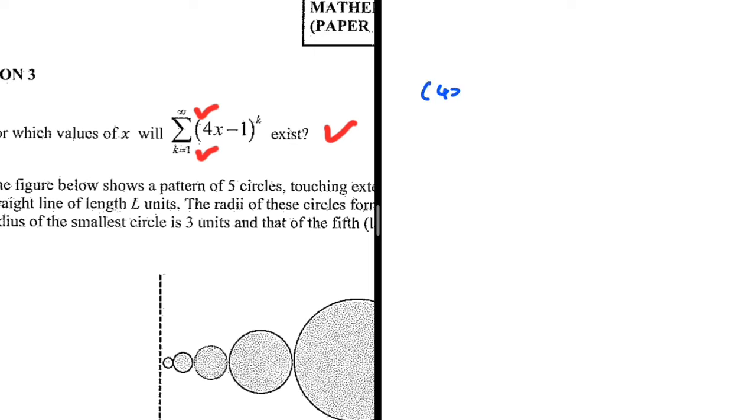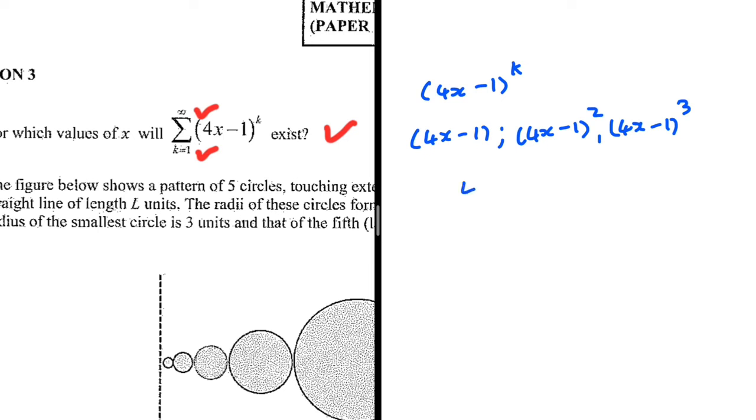We have 4x minus 1 to the power k. The first term here, when we substitute k is equals to 1, we're going to have 4x minus 1. So that is a. And then when you substitute k is equals to 2, we're going to have 4x minus 1 to the power 2. And then after that, obviously, we're going to have 4x minus 1 to the power 3. So on and so on. So we can see that the common ratio here is 4x minus 1.